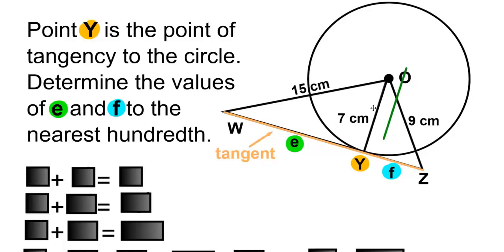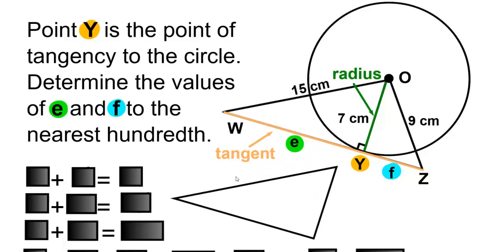Line O to Y will be our radius, as we're going from the center of the circle to touching the circle. Using the tangent radius property, we know that when a radius and tangent meet at a point of tangency on a circle, this will always create a 90-degree angle.